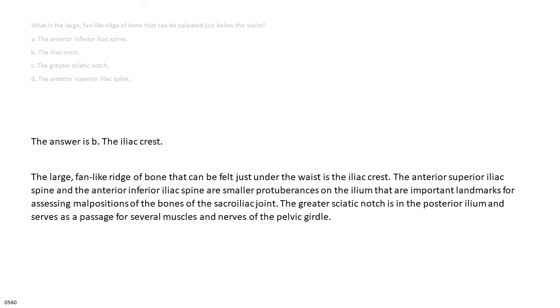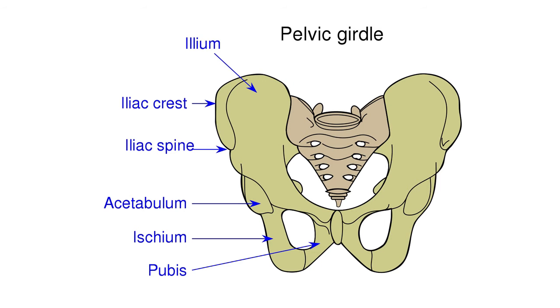The answer is B. The iliac crest. The large, fan-like ridge of bone that can be felt just under the waist is the iliac crest. The anterior superior iliac spine and the anterior inferior iliac spine are smaller protuberances on the ilium that are important landmarks for assessing malpositions of the bones of the sacroiliac joint. The greater sciatic notch is in the posterior ilium and serves as a passage for several muscles and nerves of the pelvic girdle.